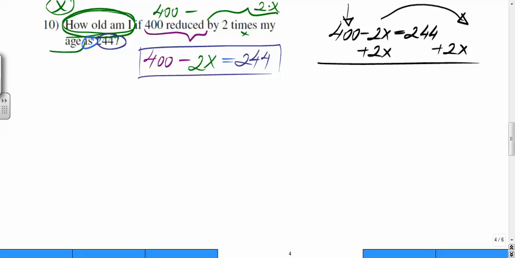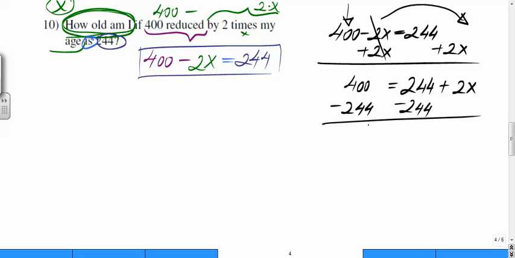400, I'm going column by column. 400, there is nothing here, right? It will be 400 minus 2x plus 2x, which is nothing. Bring down the equal sign. Equals 244 plus 2x. What should we do next? We should take away 244, right? Take away 244.